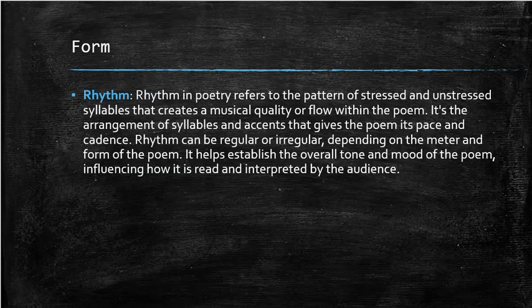Now, the way in which the stressed and unstressed syllables are arranged throughout feet, and the repetition of these feet or the position of these feet in a verse, in a line of poetry, make the rhythm. So rhythm in poetry refers to the pattern of stressed and unstressed syllables that create a musical quality or flow within the poem. And as we have mentioned, it's the arrangement of syllables and accents that give the poem its pace and cadence.